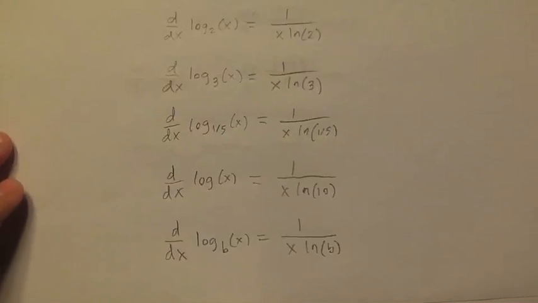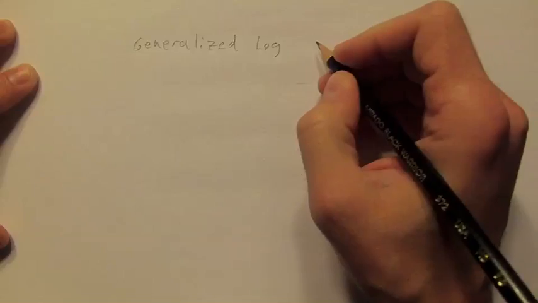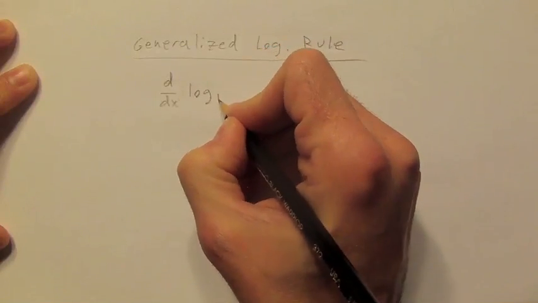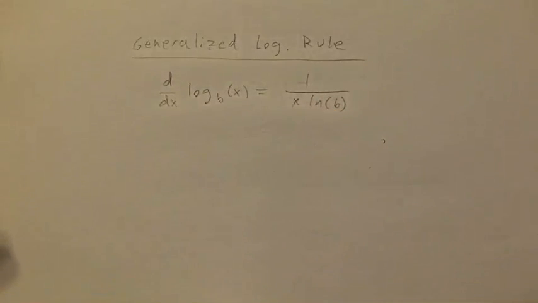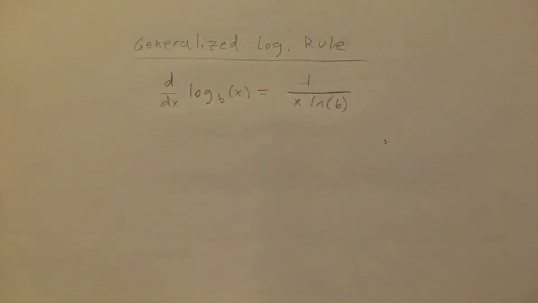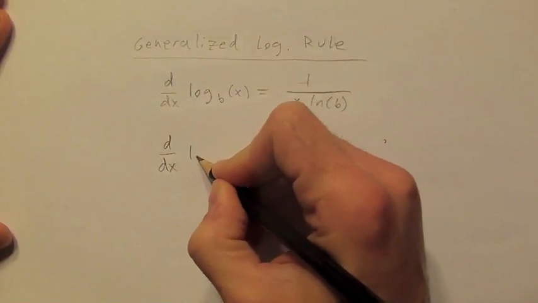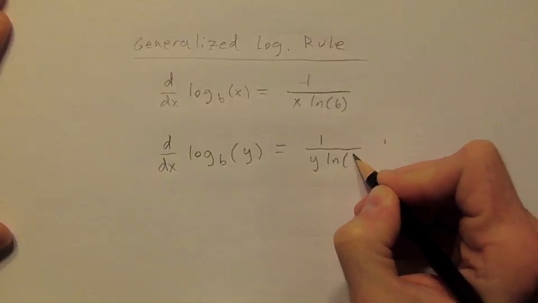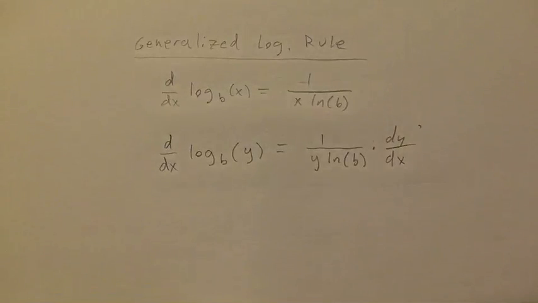So that's basically the generalized log rule in a nutshell. I think I said exponential. It's a generalized log rule. Basically, the derivative with respect to x of log base b of x is 1 over x with an ln of b thrown in as well. So just like with the exponential, if you have a different base other than e, you throw in an ln b. And if you want to extend this with the chain rule, log base b of y is going to be 1 over y times the natural log of b underneath the fraction, and then times the derivative of y with respect to x.